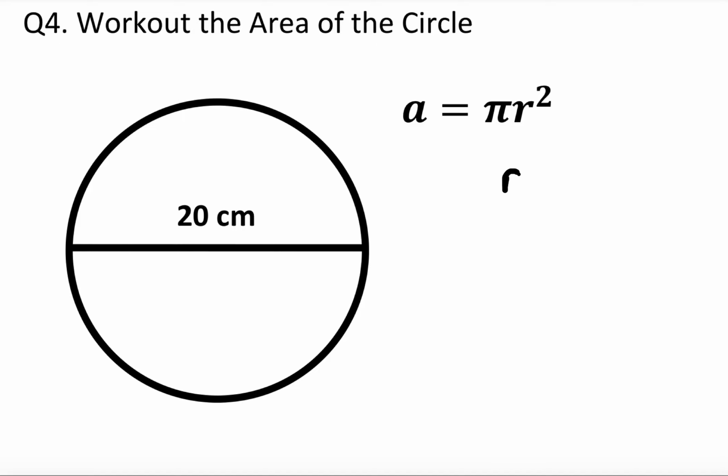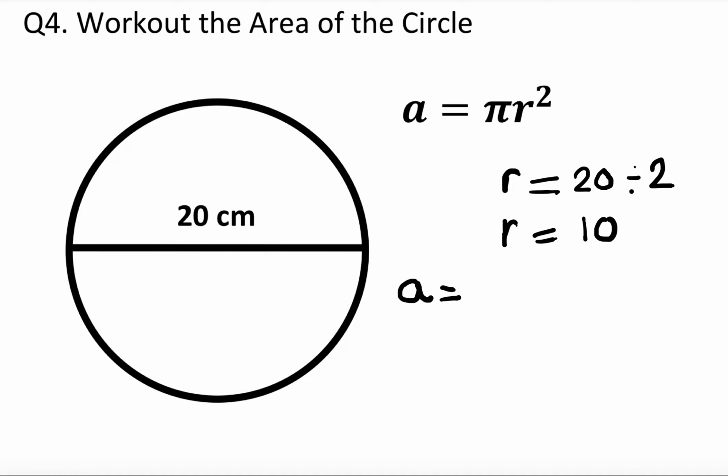R equals 20, which is the diameter, divided by 2. So R, in this case, equals 10. Now we've got the R, we have everything we need to work out the area, and we've got the formula as I've given you it.